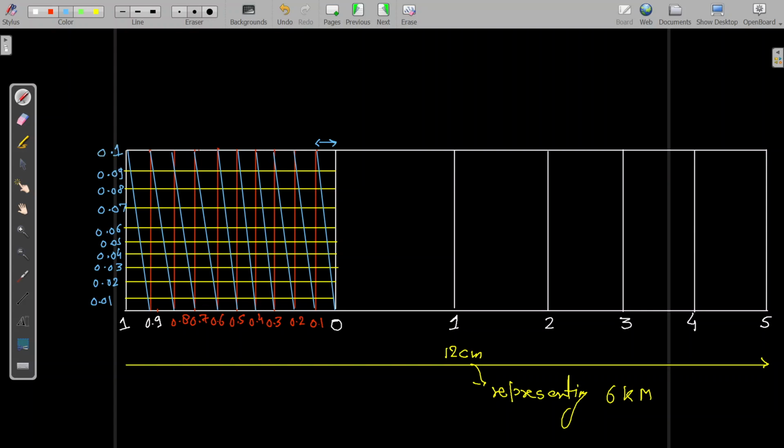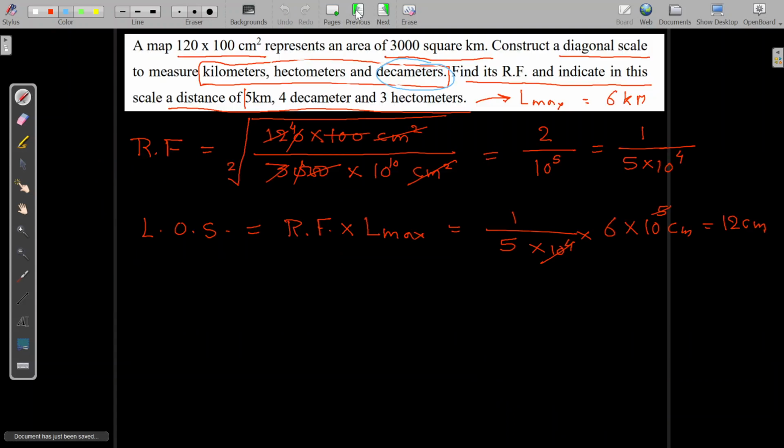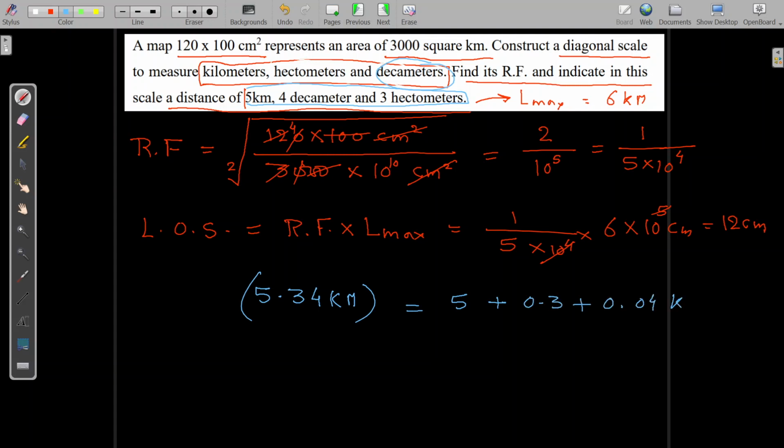Okay, that's it. Now we have drawn the diagonal scale, and the last step is we have to represent a distance: 5 kilometer, 4 decameter, 3 hectometer. Okay, that means this is 5.34 kilometer. Or in other words you can say 5 kilometer plus 0.3 kilometer plus 0.04 kilometer.